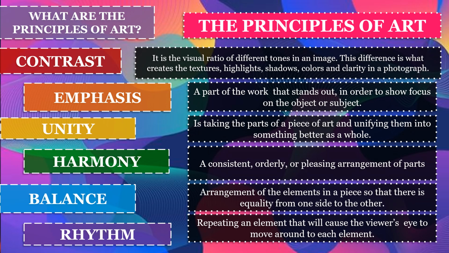Emphasis. A part of the work that stands out, in order to show focus on the object or subject. Unity is taking the parts of a piece of art and unifying them into something better as a whole. Harmony. A consistent, orderly, or pleasing arrangement of parts. Balance. Arrangement of the elements in a piece so that there is equality from one side to the other. And rhythm. Repeating an element that will cause the viewer's eye to move around to each element.